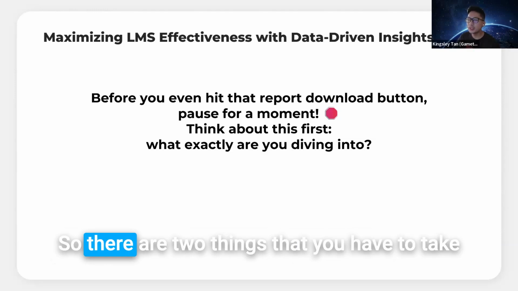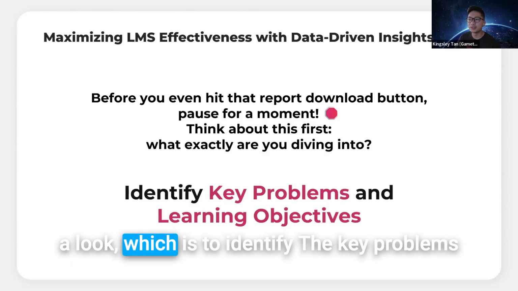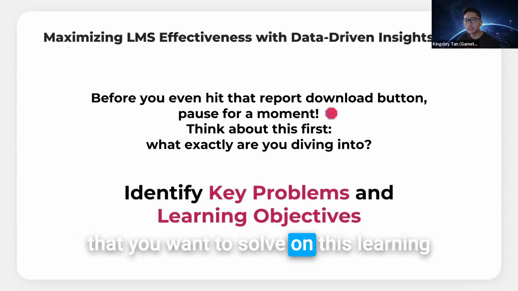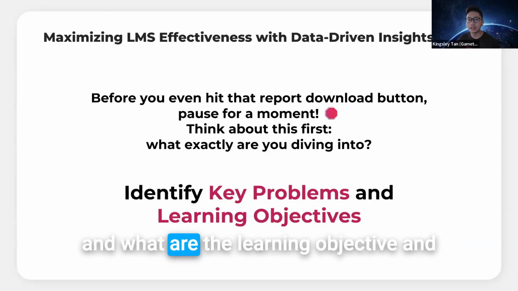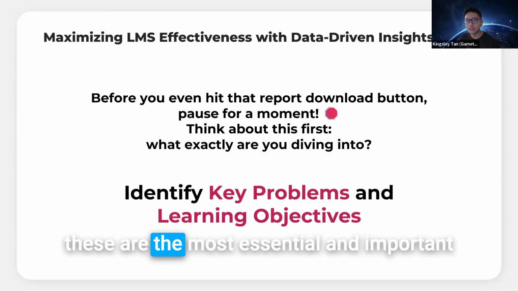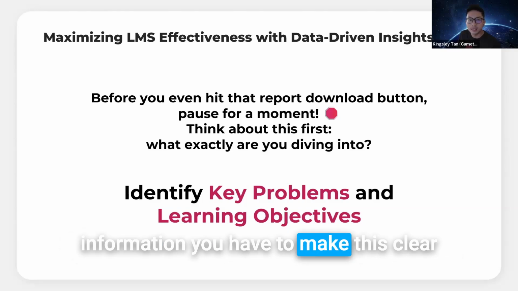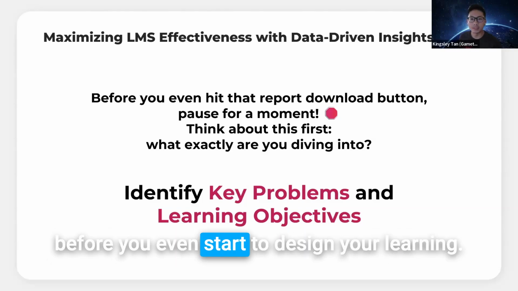So there are two things that you have to take a look at, which are to identify the key problems that you want to solve with this learning and what the learning objectives are. These are the most essential and important pieces of information. You have to make this clear before you even start to design your learning.